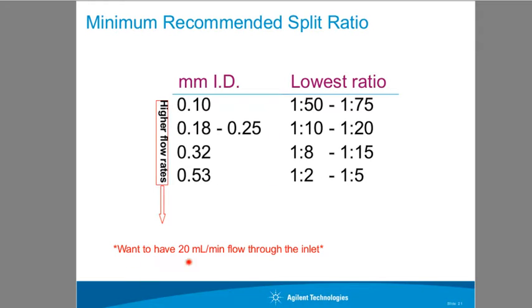As a rule of thumb, really what you want to shoot for is roughly about 20 mL a minute of flow through the inlet. So that's going to be your column flow plus your split flow. So if you've got 1 mL a minute of column flow, you're going to want roughly a 20-to-1 split ratio so that you're right at that 20 mL a minute through the inlet itself.